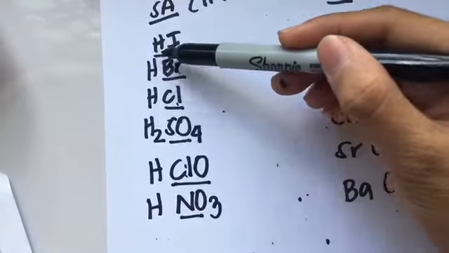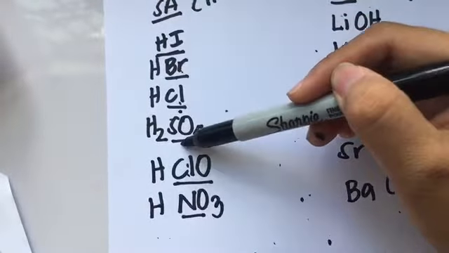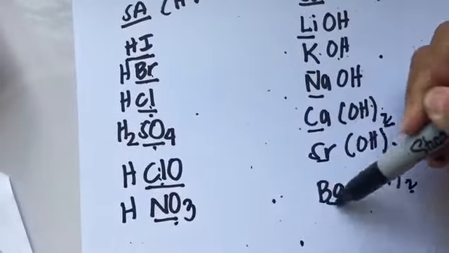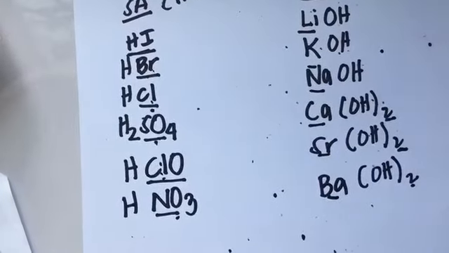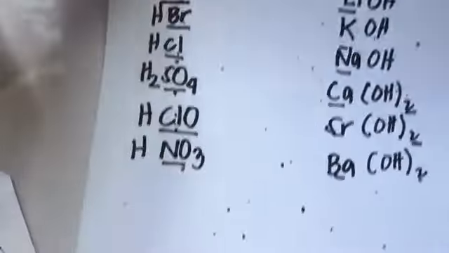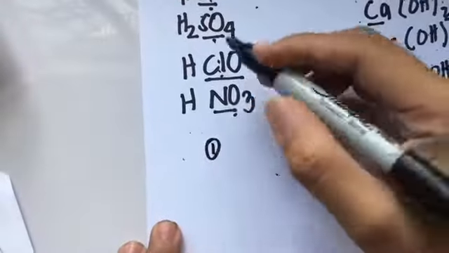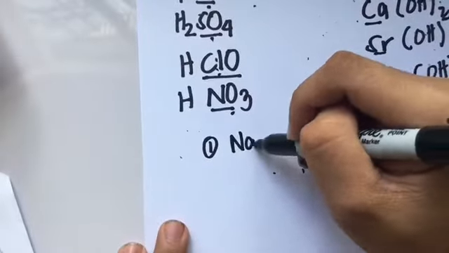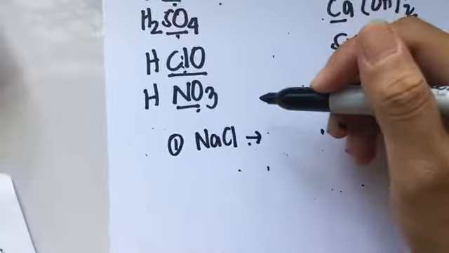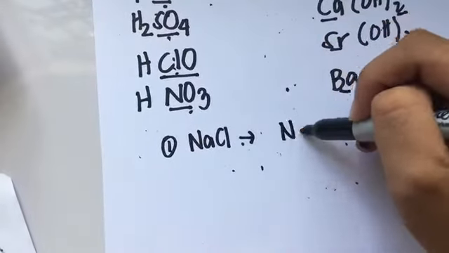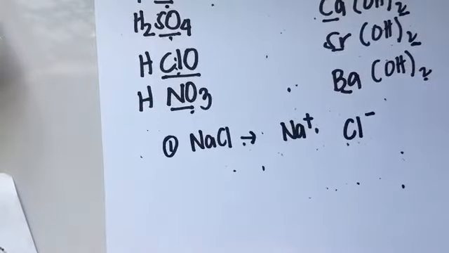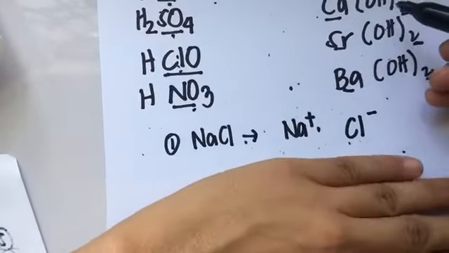So, we have, high, brother, clear, so close, no? And we have, likana, kasarba. Okay. So, for example, we have here a salt. Ang salt natin is NaCl. So, NaCl is a salt. That's why it can dissociate in water, forming a Na ion or sodium ion and chlorine ion.